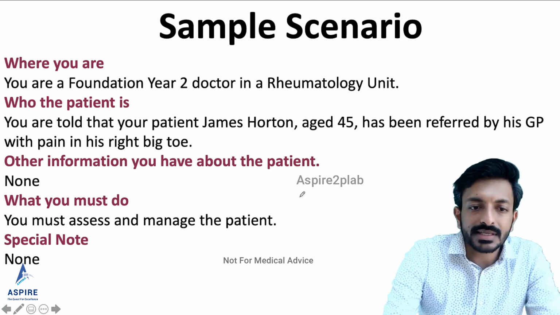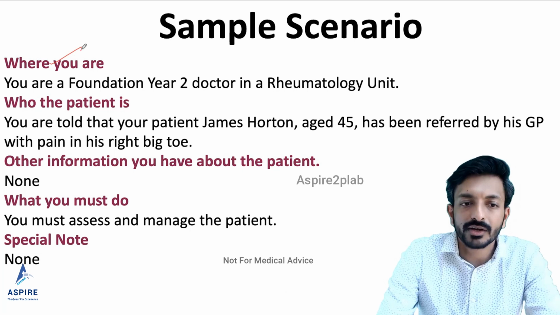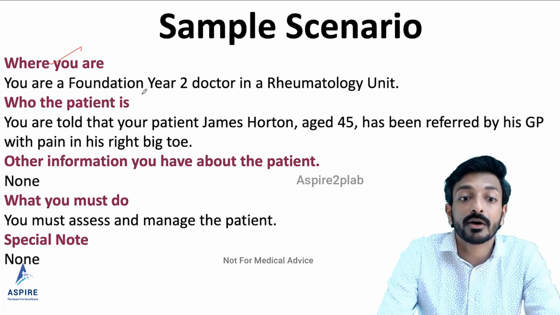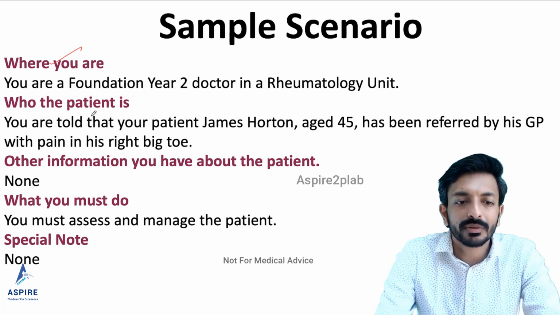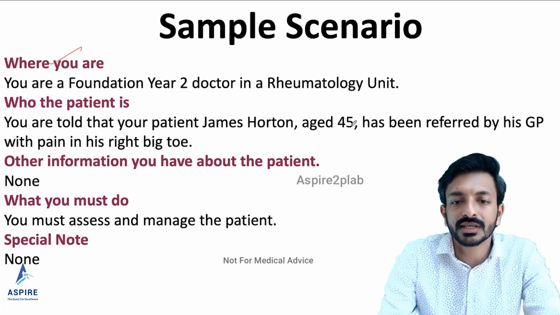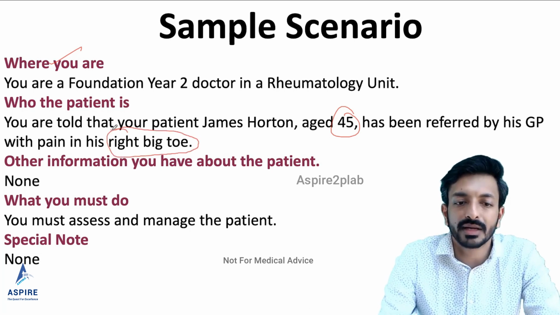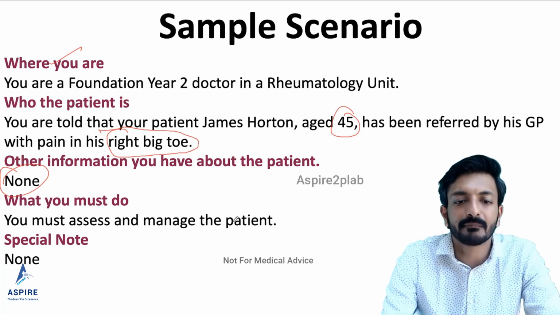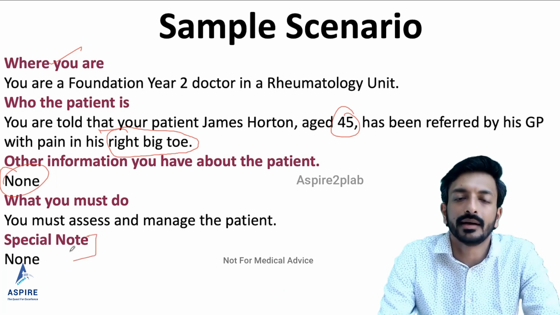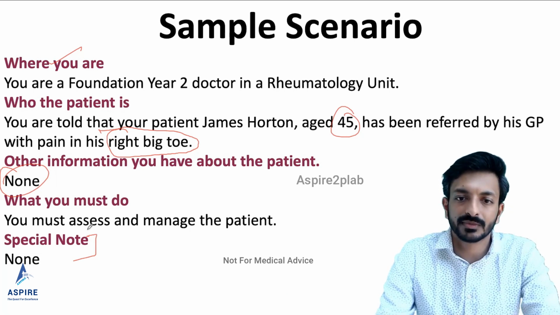So let me show you a sample scenario. The same scenario they will be putting actually in 5 headings. Where you are: you are a FY2, foundation year 2 doctor in rheumatology, meaning you are an intern. Who the patient is? The patient James Horton, age 45, has been referred by the GP with pain in right big toe. Other information? None. What you must do? You must assess and manage the patient. Special note? None. So that is the way you will be getting the question in the exam, right?